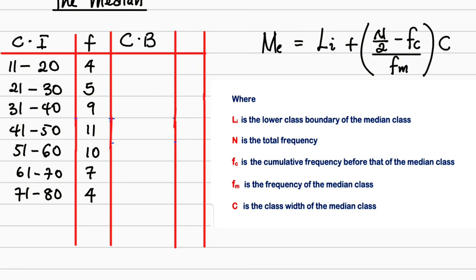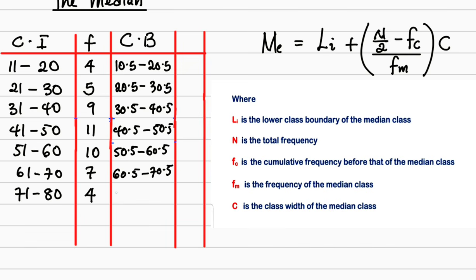Okay, you are going to get your 11. Instead of 11, you are going to subtract 0.5 from the lower class limit and add 0.5 to the upper class limit. So this is going to be 10.5 to 20.5. The same thing you are going to do to the next one is going to be 20.5 to 30.5, and continuously we have 30.5 to 40.5, 40.5 to 50.5. Then we go down to get everything. So the very last one will be 70.5 to 80.5.